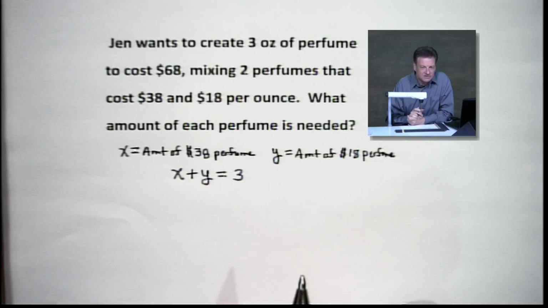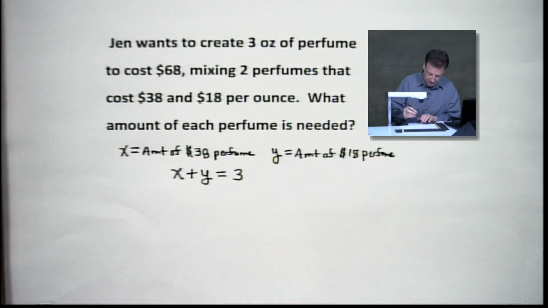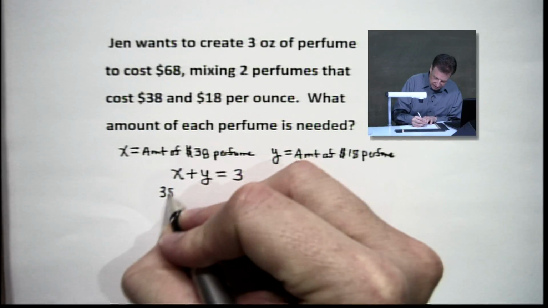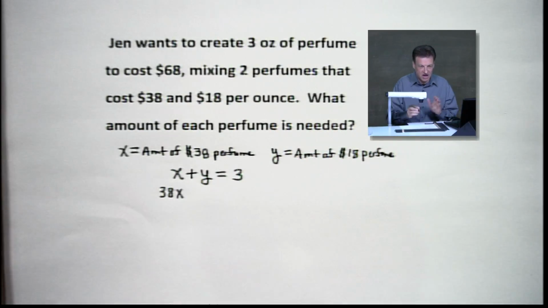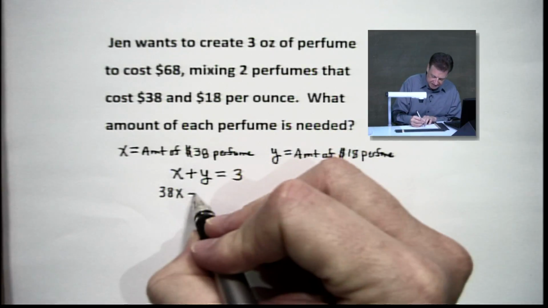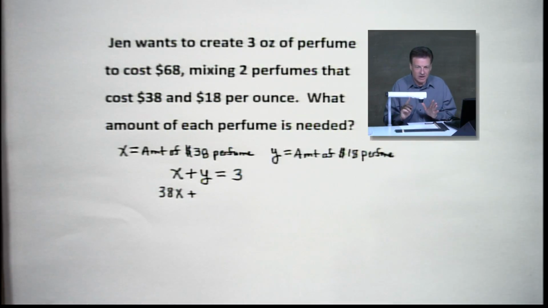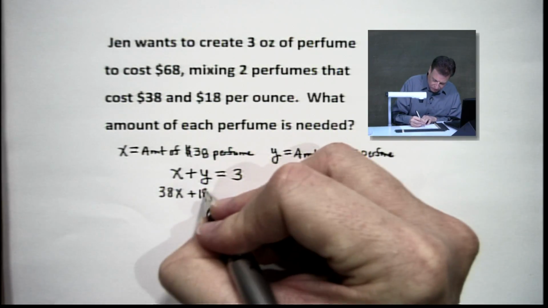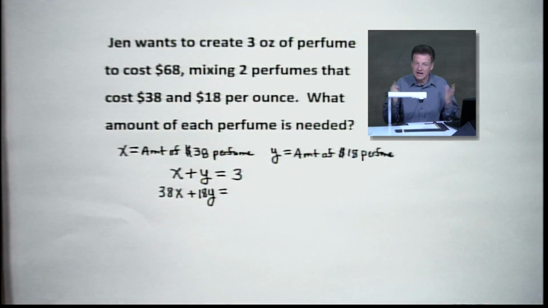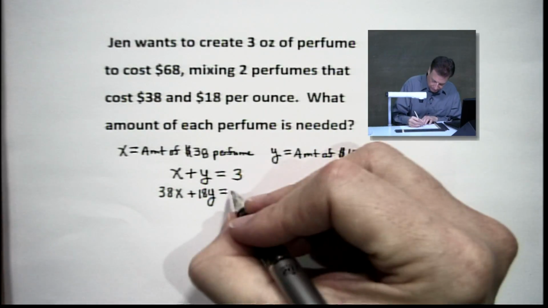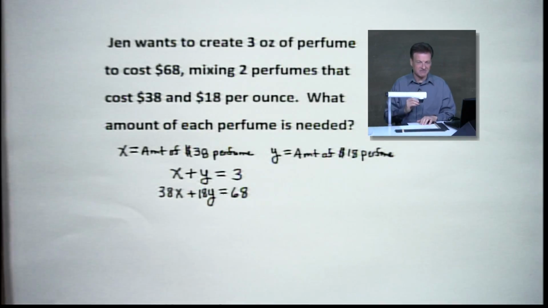Now our second equation here is all about the cost. If we take $38 per x, and that's what it's costing, all right? And we mix it up with $18 times y, we get a $68 perfume and 3 ounces of it, nonetheless. Now we're just going to work this like systems, simultaneous equations, if you will.